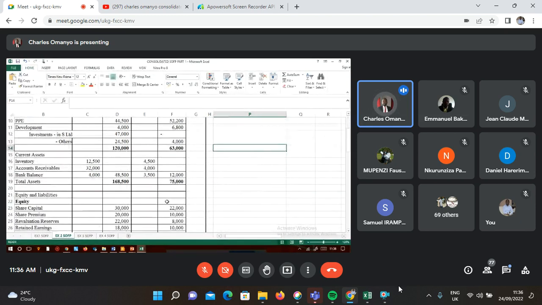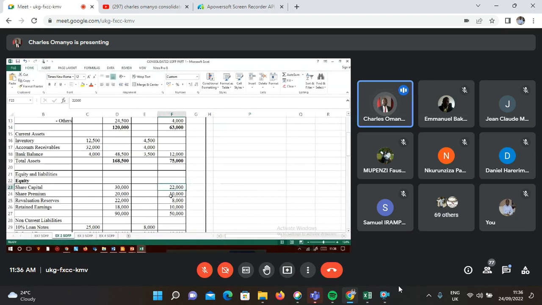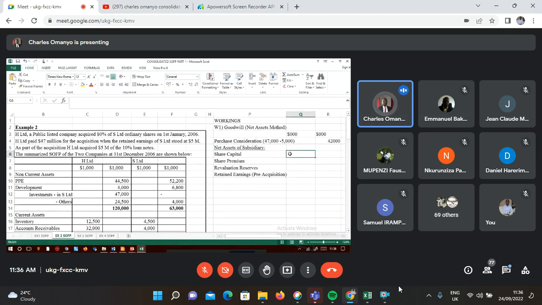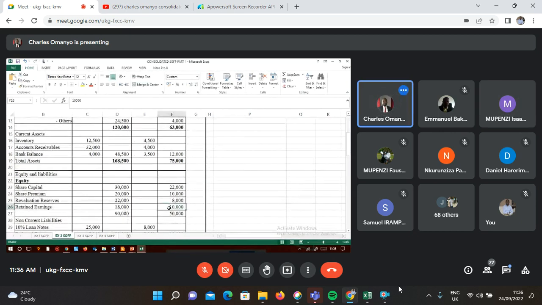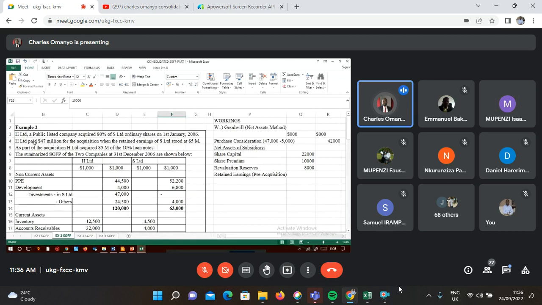So what is the share capital of the subsidiary? 22. Share premium is 10. Next is 8, revaluation. Now here, please, retained earnings. Don't pick the total one. You pick the pre-acquisition, which is normally given up here. H Limited paid 47 million for acquisition when the retained earnings of S stood at 5 million. So the pre-acquisition retained earnings is 5 million.